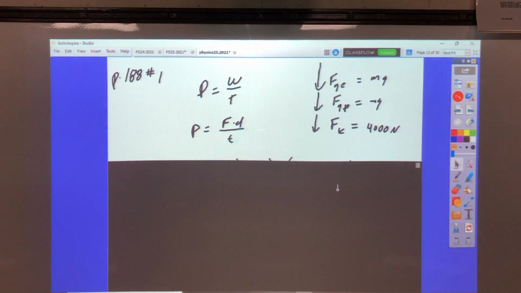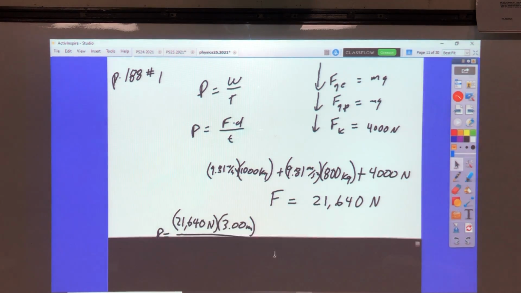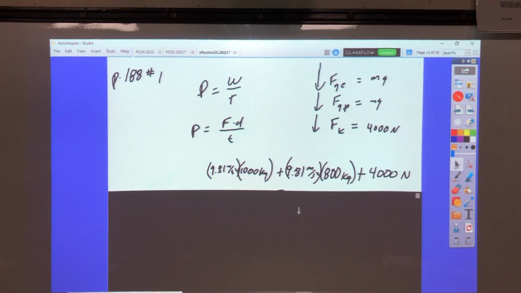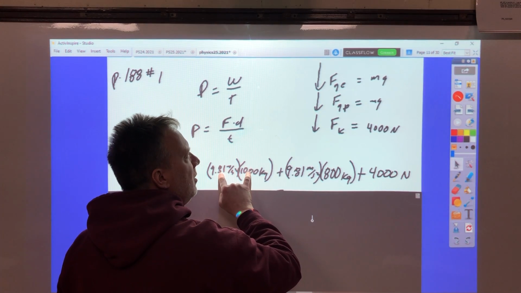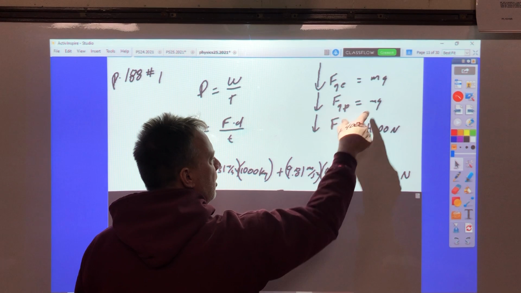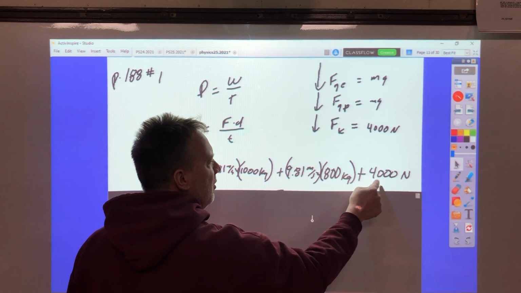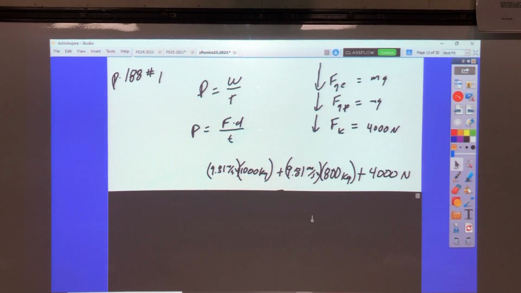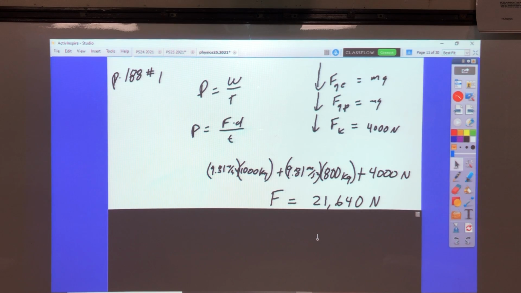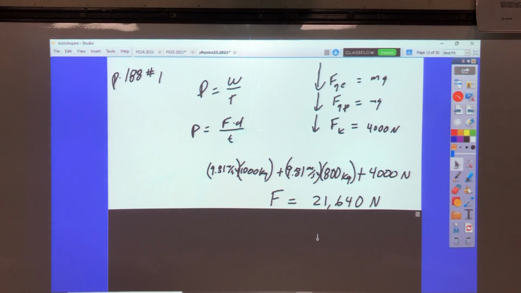And we can substitute all that. So let's find the work, well, it looks like I found the force first. So I had 1,000 kilograms times 9.8 for the elevator, 800 kilograms times 9.81 meters per second squared for the people, and 4,000 newtons of friction. You add all this up, and this term is 21,640 newtons.